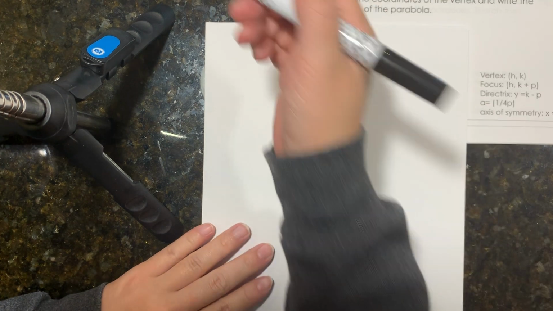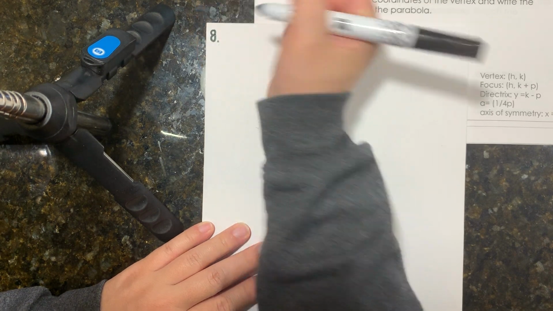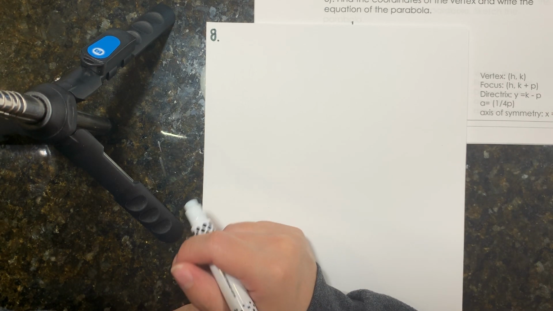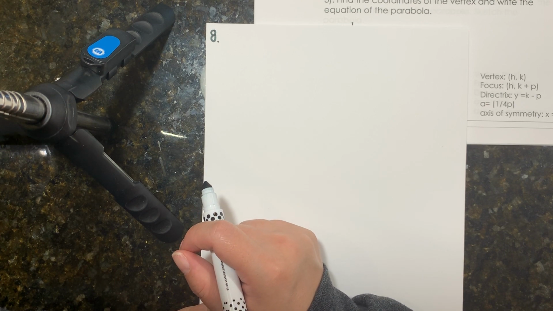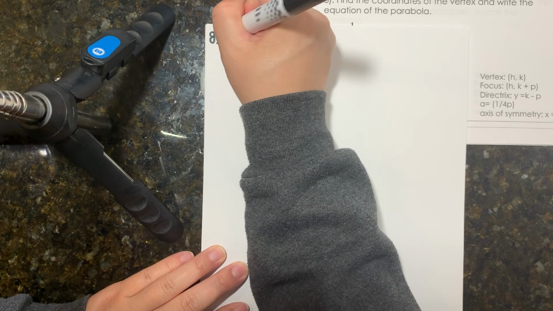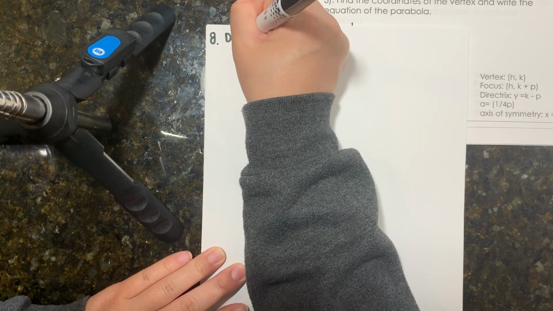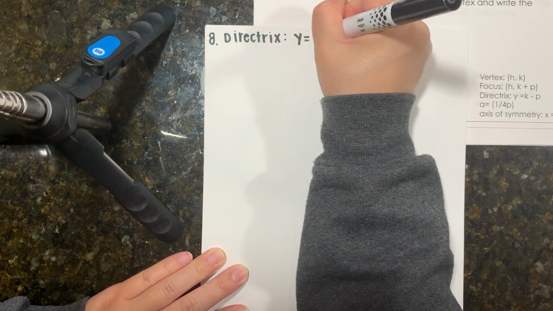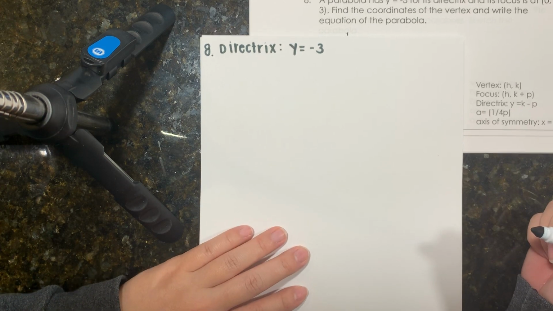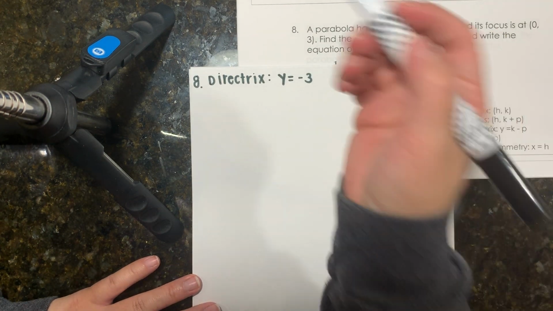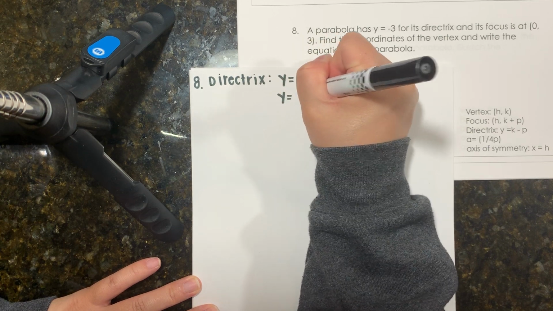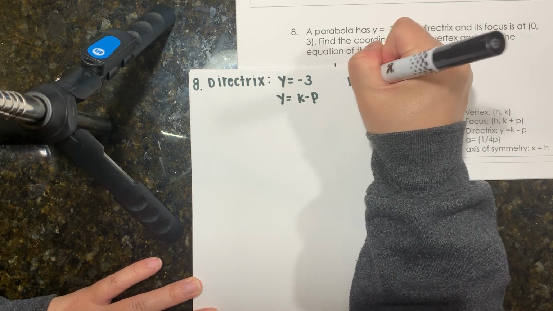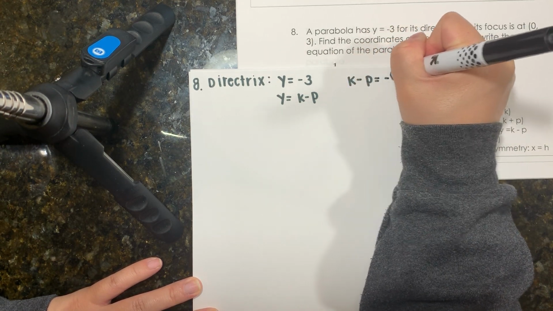So number 8, it says a parabola has y equals -3 for its directrix, and its focus is at 0, 3. Find the coordinates of the vertex and write the equation of the parabola. Okay, so they give us that the directrix is at y is equal to -3. Well, I know that my equation for the directrix is y is equal to k minus p. So that doesn't give me a whole lot of information. So basically I know that k minus p is going to be equal to -3.